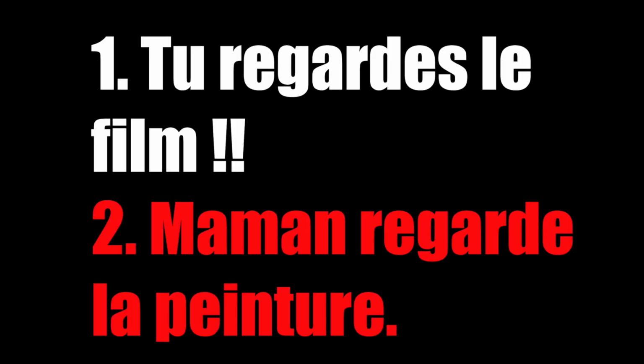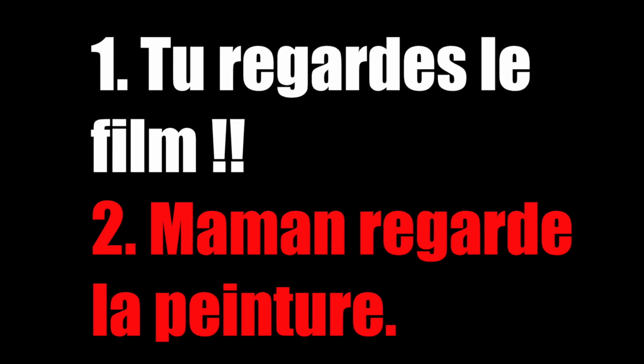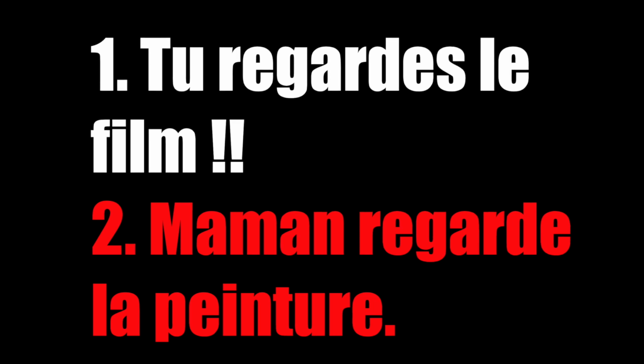Let's move on to a very common verb, regarder, which means to see. I have made only 2 sentences. Tu regardes le film, which is having a sign of exclamation. You see the movie, or you see the film. Number 2, Maman regarde la peinture. Mummy sees the painting. Like mummy is watching the painting. So it is mummy sees the painting. Simple present sentences, nothing with present continuous or something like that.